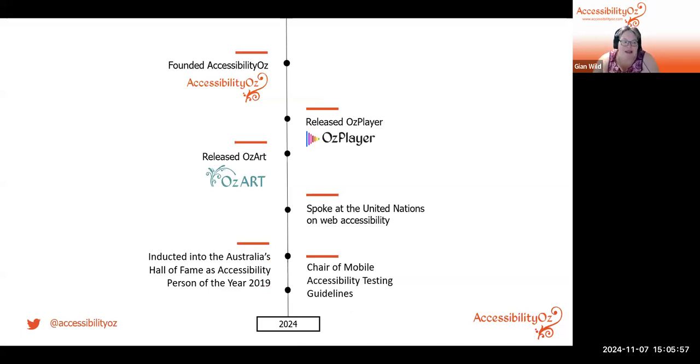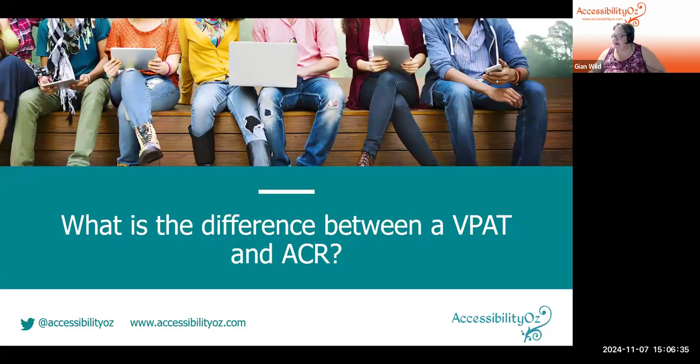I left in 2011 and I founded Accessibility Oz, released AusPlayer, our accessible video player, and then AusArt, our automated accessibility testing tool. I spoke at the United Nations on the importance of web accessibility in 2015. In 2018, I became the chair of the Mobile Accessibility Testing Guidelines, and in 2020, I was inducted into the Australia's Hall of Fame as Accessibility Person of the Year. So that's why you should listen to me. Just bear with me. I'm going to turn the aircon up a bit. It's pretty hot here in Australia at the moment.